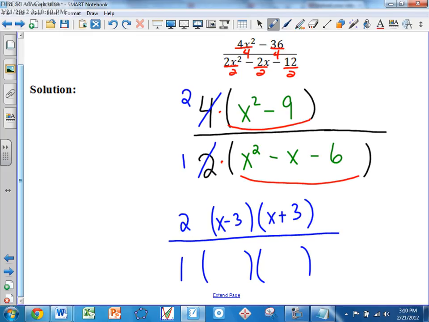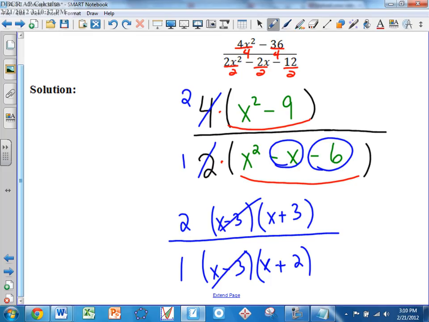Hold on. In the bottom, what do you got? 2 and 3. Which is which? X plus 2. And x minus 3? I agree. The reason I agree, again, is because negative 3 plus 2 gives you the negative 1 in the middle. Negative 3 times 2 gives you the negative 6 at the end. Now cancel, please.